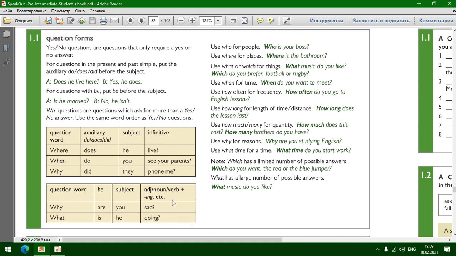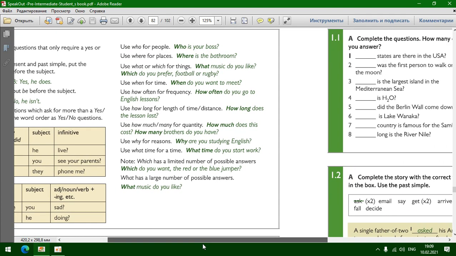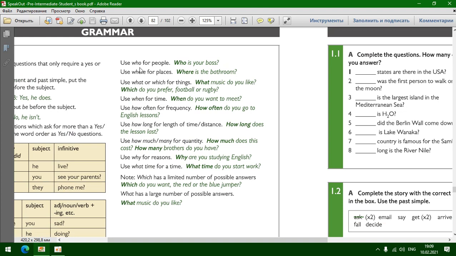Okay, let's have a look at these question words. Use who for people. Use where for places. Use what or which for things. But we have a little note: which has a limited number of possible answers. Which do you want? The red or blue jumper? What has a large number of possible answers. What music do you like?